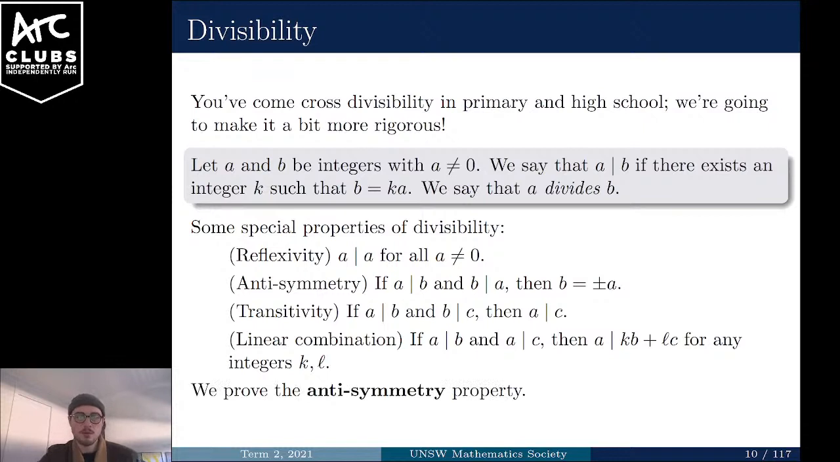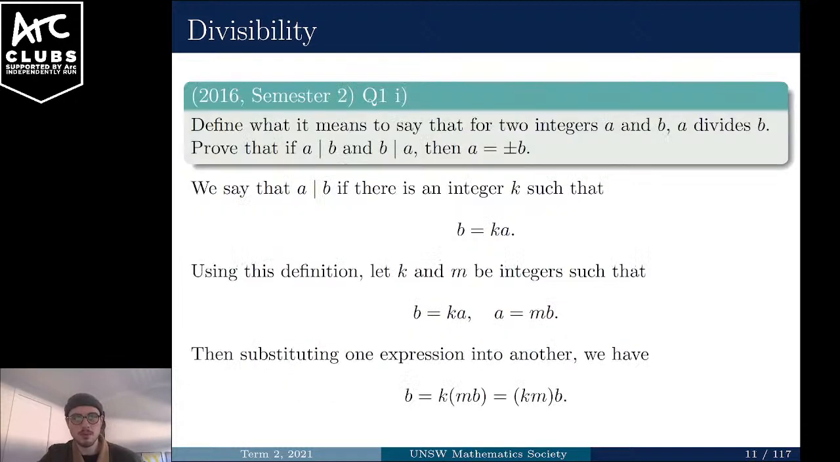Cool. Going forward, we're going to prove this antisymmetric property. So there's a question here: define what it means to say that for two integers A and B, A divides B, and then going forward from that, prove that if A divides B and B divides A, well then A is in fact plus or minus B.